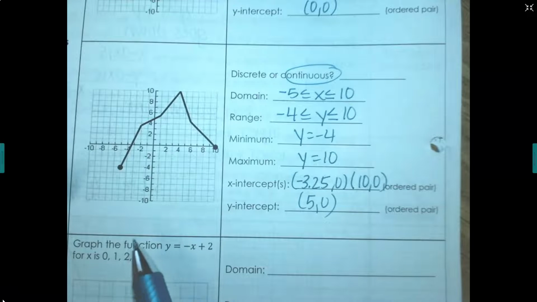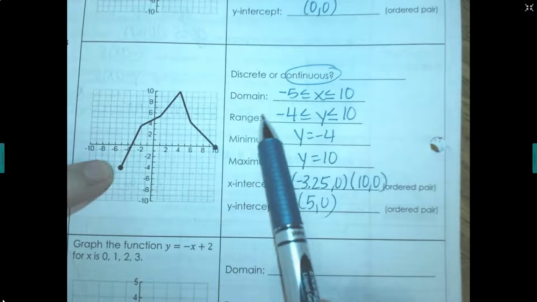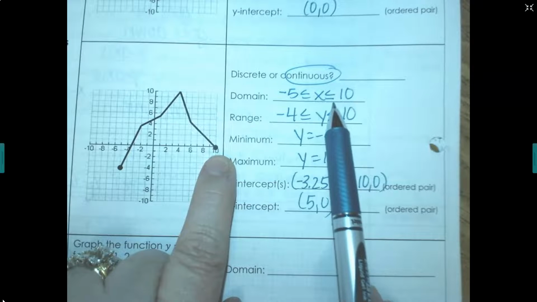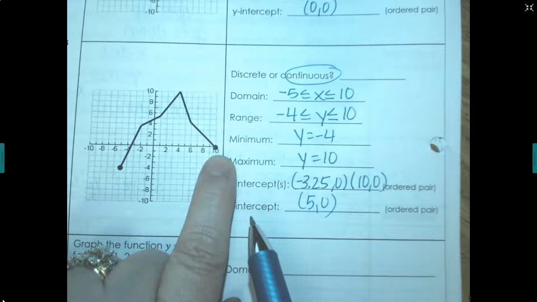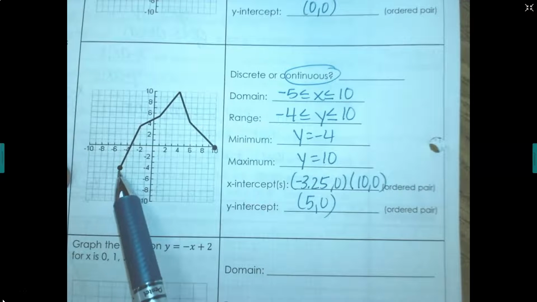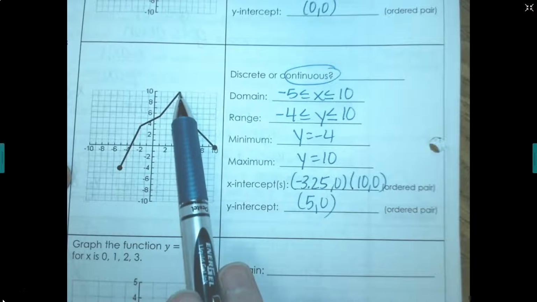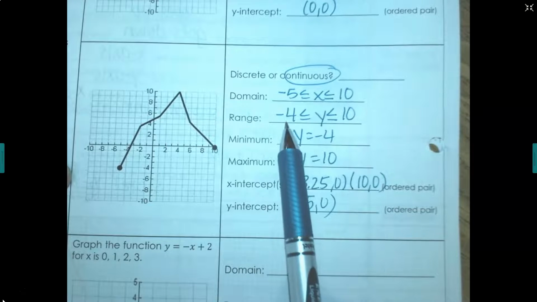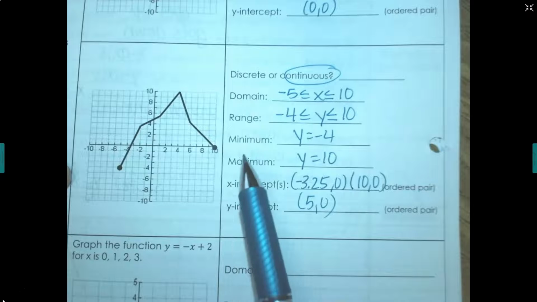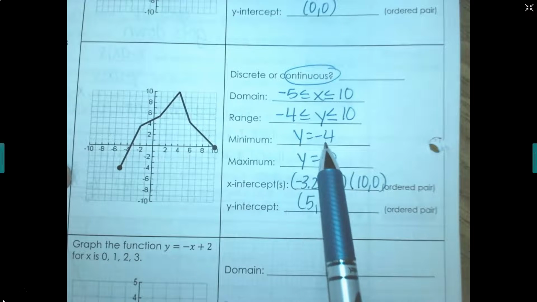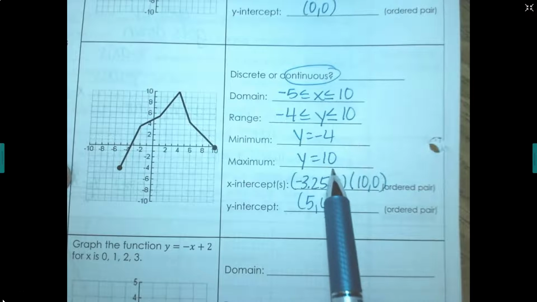All right, this is a continuous graph because everything's connected with a line. Our most left-hand x value is -5, and our most right-hand x value is 10, so that's our domain between -5 and 10, and it's equal to because these are closed circles. Our range, our lowest y value was -4, and our highest y value was 10, so we're saying the whole graph occurs between -4 and 10 for the y's. Now remember, our range is directly related to our minimum and maximum. Our minimum is -4 and our maximum is 10.